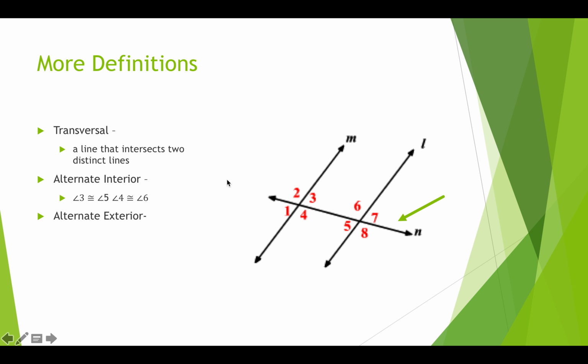We also have alternate exterior angles. These angles are going to be on the outside of my distinct lines, and they're going to be on opposite sides. So 2 and 8 are alternate exteriors. That means they're congruent. And 1 and 7 are also alternate exterior, and again, congruent.